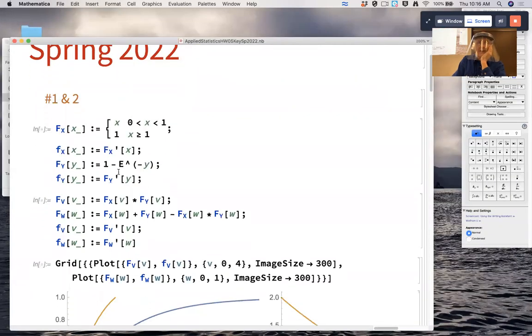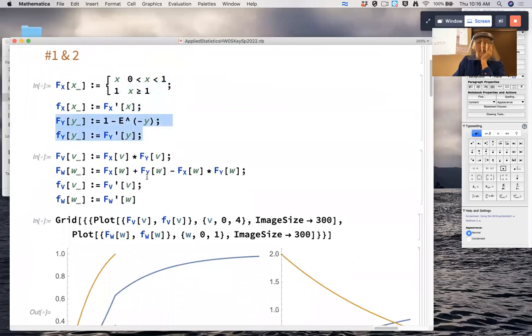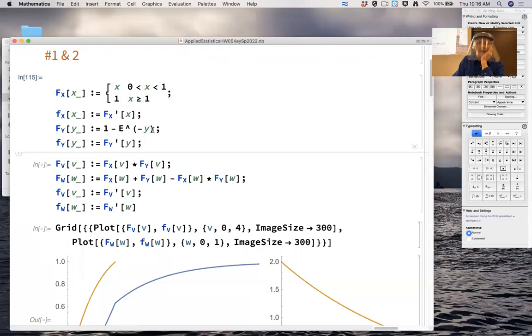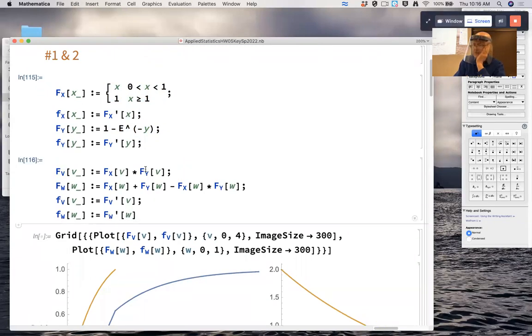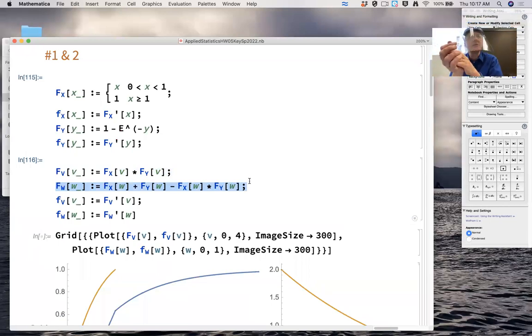In my solution key, I defined the CDF of X. I differentiated to find the PDF of X. That was the uniform 0, 1. Here is the Y, which is exponential with mean 1. And here I did V and W's CDFs. That's V, the maximum. W, that's the minimum, you need to use the addition rule, which is essentially what that equation is doing.